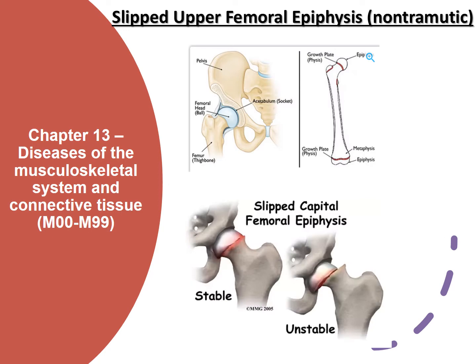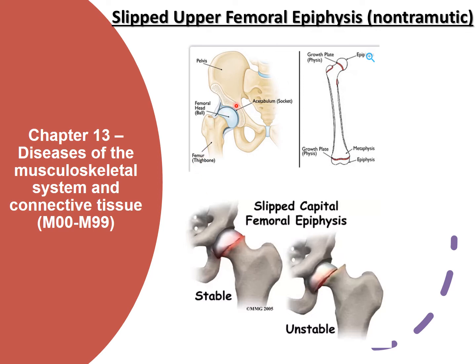Next one is slipped upper femoral epiphysis. Usually it occurs in teens and preteens who are still growing. The ball at the head of the femur slips off the neck of the bone in a backward direction. It causes pain, stiffness and instability of the affected hip.